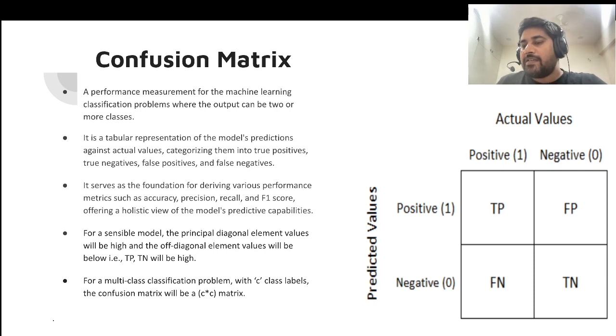FP means false positive: the model has predicted positive, but that is false. And FN means false negative: the model has predicted negative, but that is false. So instead of negative, it should be positive, and here, instead of positive, it should be negative. This is how we can take the reference of a confusion matrix.